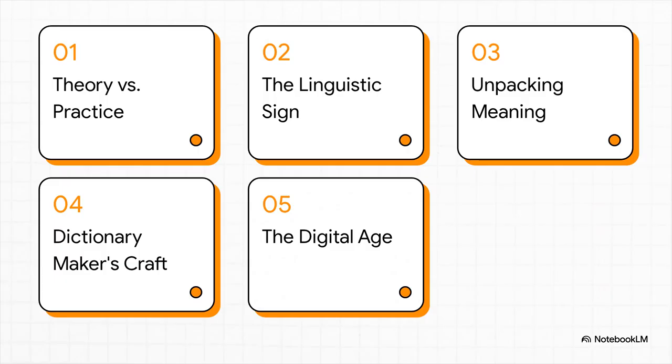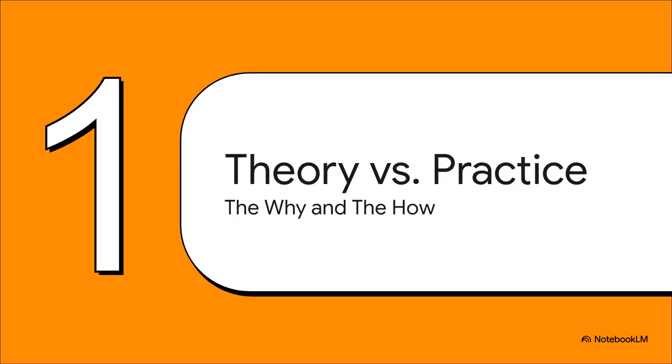So here's our game plan. First, we're going to separate the theory of words from the actual practice of defining them. Then, we'll zoom right into the heart of it all, the building blocks of meaning. After that, we'll see how linguists actually analyze that meaning. We'll check out the art of making dictionaries, and finally, we'll look at how technology is changing everything. It's a journey from the smallest part to the biggest picture. Okay, let's jump right in.